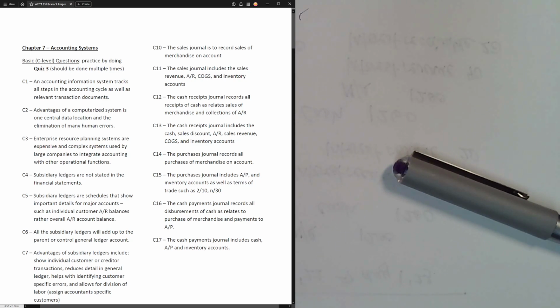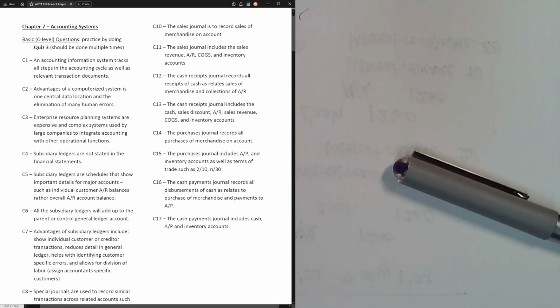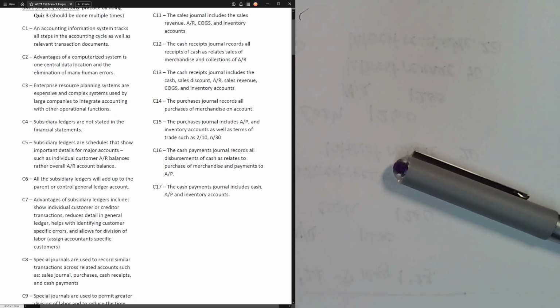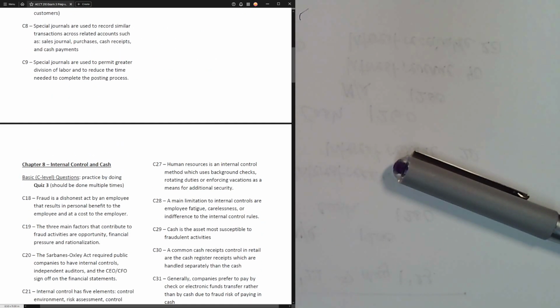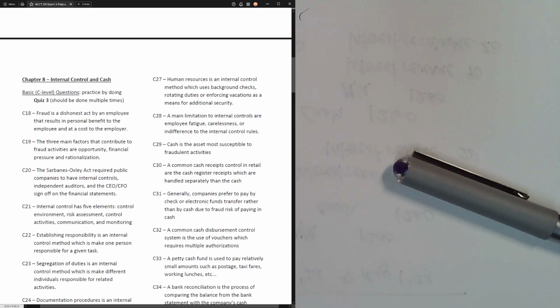I will just encourage you to do the quiz enough times so that you feel that you have a good sense of recognizing the questions and be able to answer them quickly. That's your best way to at least get a passing grade. Here in chapter 7, I don't think I have even one C-level calculation question, all knowledge questions, but make sure you understand all of them. Same with 8.